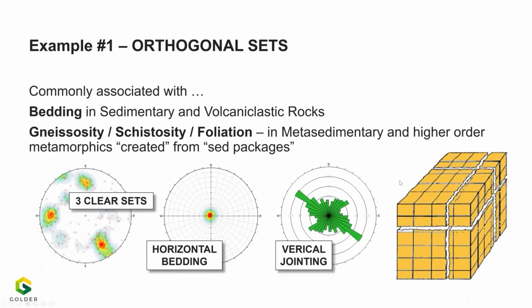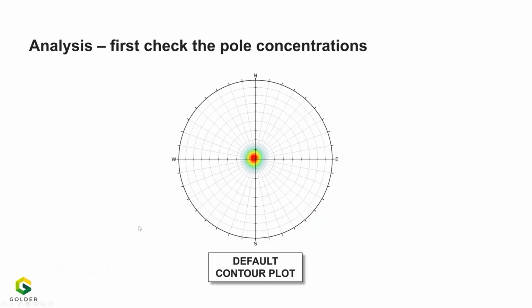So our orthogonal sets, we saw clearly that when we started, we had only the bedding obvious. The vertical jointing became evident if we use a rosette plot. And here is a clear 3 orthogonal joint sets. And this is what we're looking at. Here we've rotated them off horizontal, and that's what you commonly see in life.